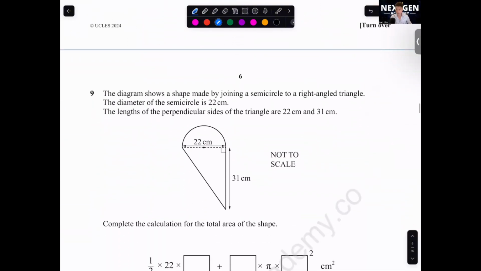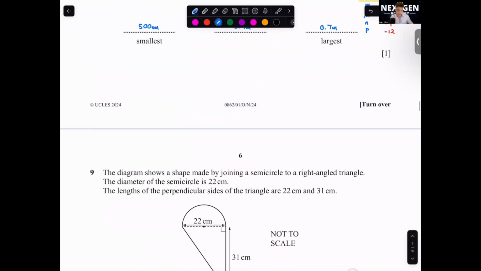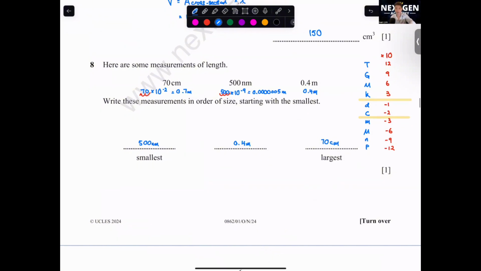Okay, let's go to number 9. Very good question. You know what? I actually tricked you all. You write 70 cm. Very good question, Milena. Don't go and write the calculator one. Write back the original value. If you write the calculator one, they'll mark you wrong.